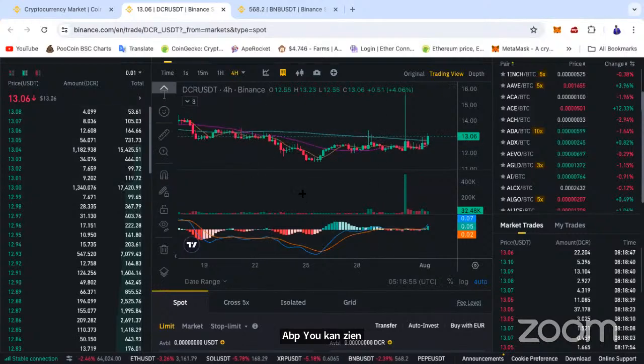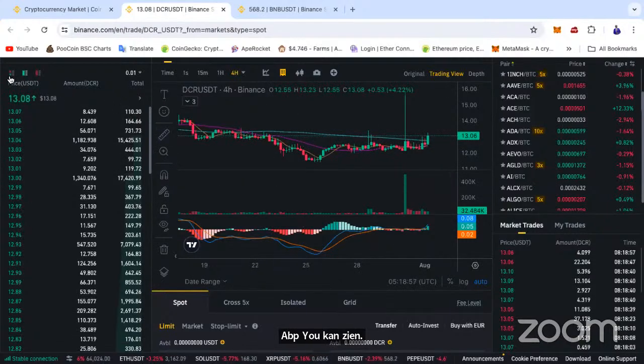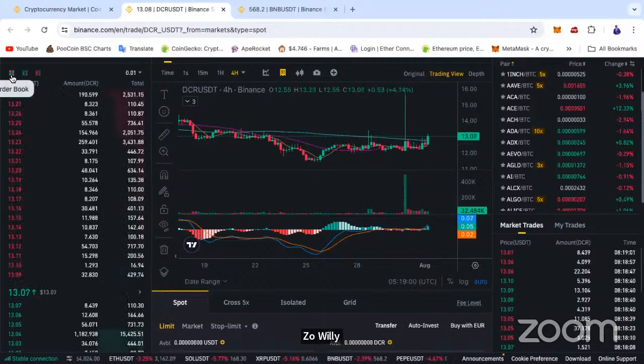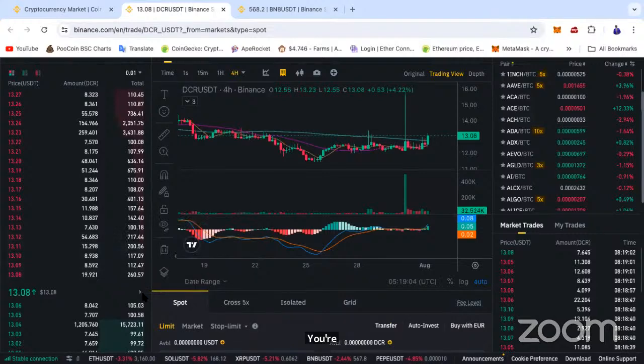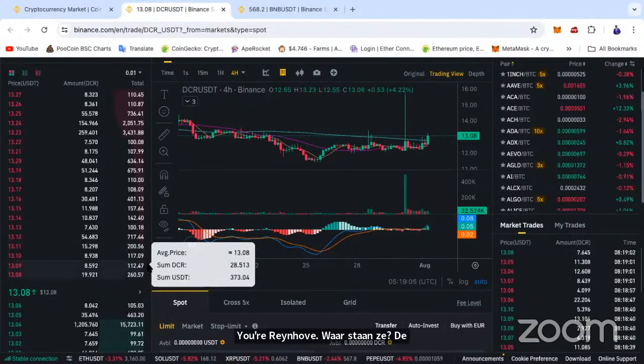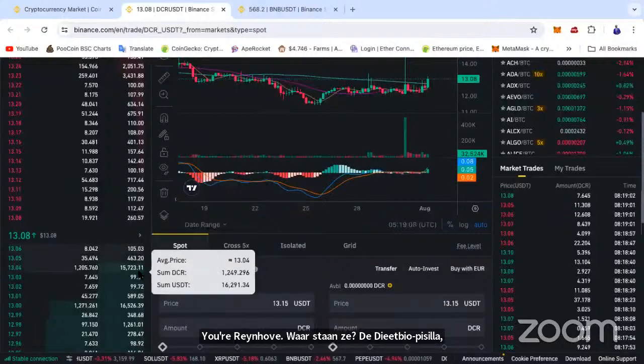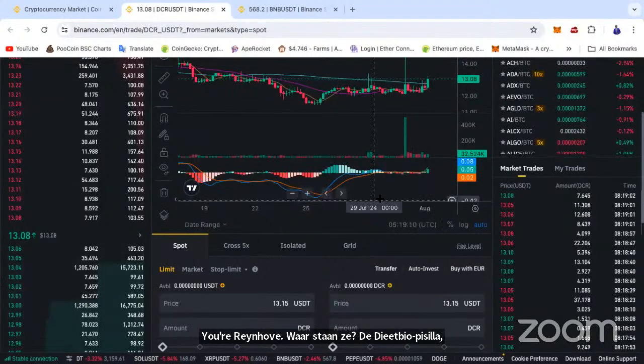So the reason why you want to look at order books is that you are trying to look at the behavior of the buyers versus the behavior of the sellers. I don't know if I'm making sense to someone. You want to see who has the biggest type.